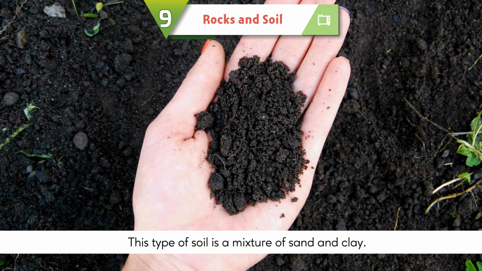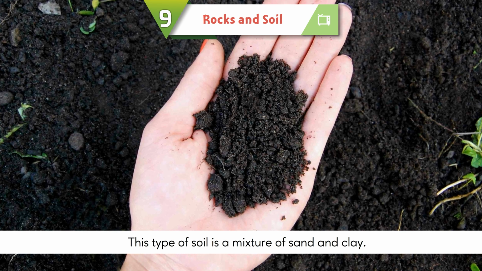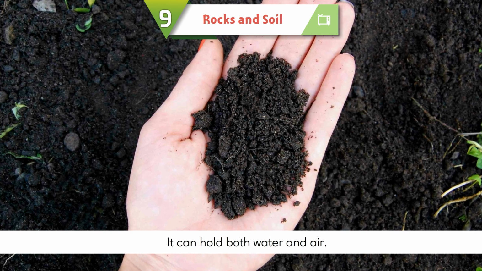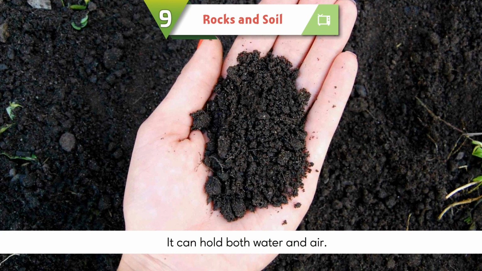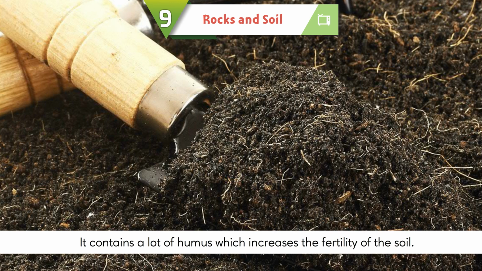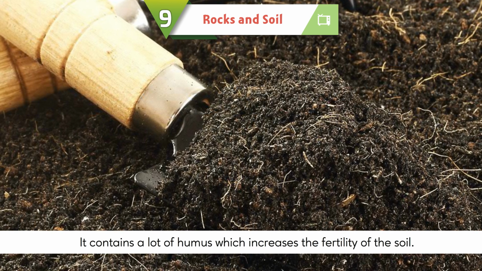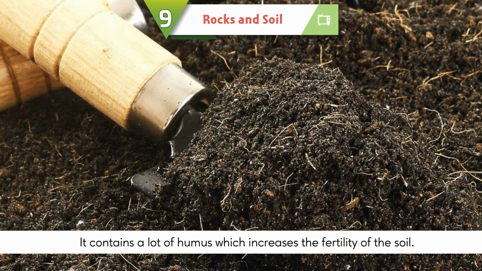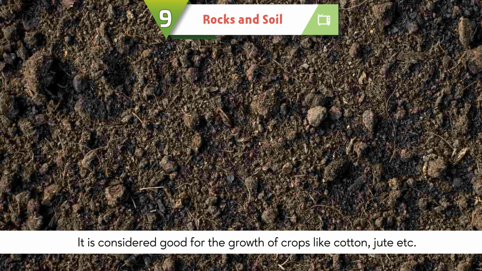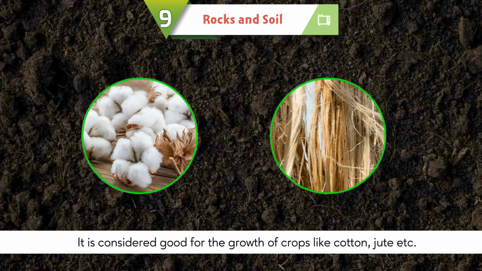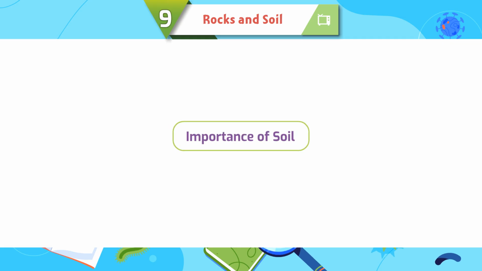Loamy soil. This type of soil is a mixture of sand and clay. It can hold both water and air. It contains a lot of humus which increases the fertility of the soil. It is considered good for the growth of crops like cotton, jute, etc.